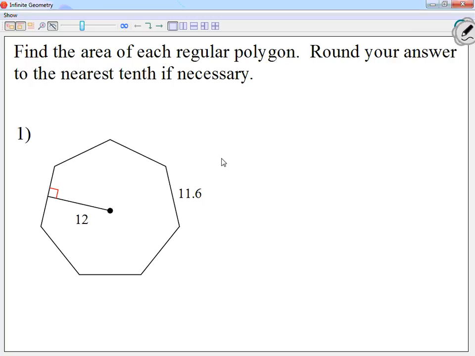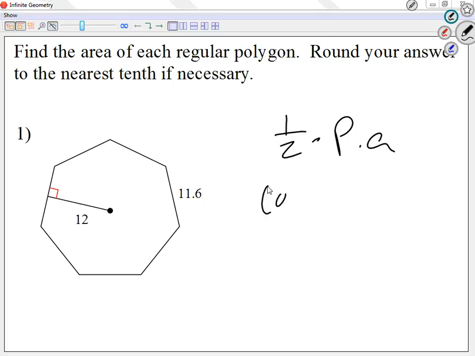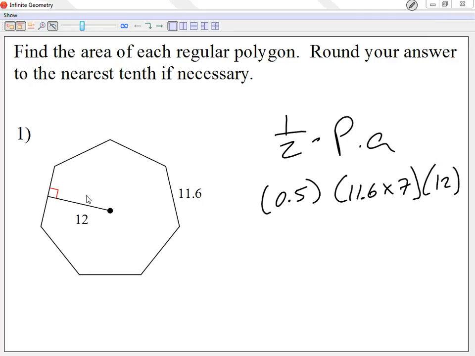So the formula was 1/2 times perimeter times apothem. If I said that we were going to do 1/2 times perimeter times apothem, so 1/2 in a calculator, I'm going to call it 0.5. The perimeter for this case, I noticed there's 7 sides. Each side is 11.6. So my perimeter should be 11.6 times 7. Okay, the 7 because there's 7 sides. And my apothem in this case is a 12. Right, it's given. It's 12. So I just have to multiply those out.